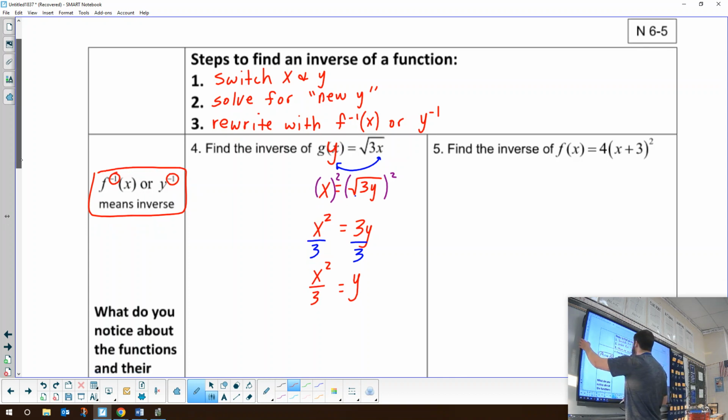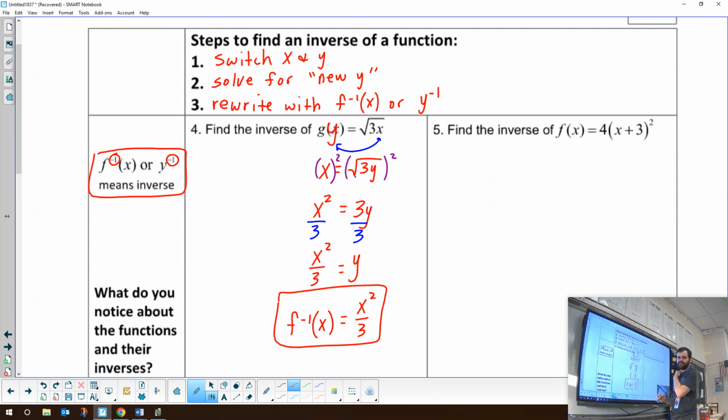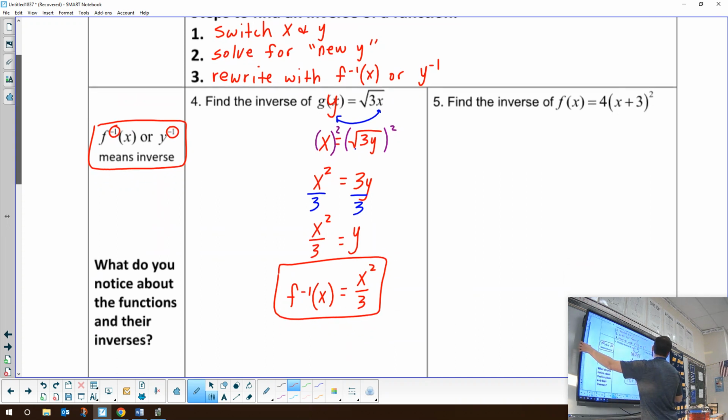And all I need to do here is just rewrite it. You can use f to the negative 1 of x, or you can use y to the negative 1. That's all you have to do. So I'm going to use f to the negative 1 of x equals x squared over 3. And then that is our inverse. How cool is that? Now, just notice how everything is a little bit backwards. Since I was square rooting, now I'm squaring. Since I was multiplying by 3 on the inside, now I'm dividing by 3 on the outside. That same kind of difference is going to happen over here on this one.